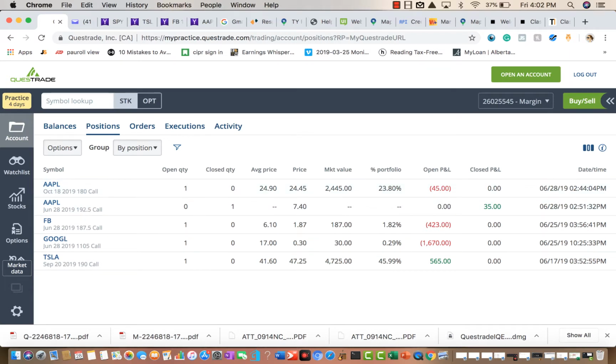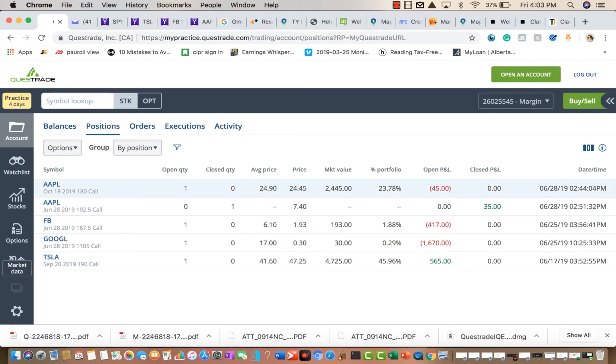So you kind of know what closed quantity is, as I'm assuming. Closed quantity is how many of each trade you've closed. Average price. Another cool thing actually is right here: if you just hover your clicker above the words average price, you'll see the definition. It tells you the average price you paid for this security.